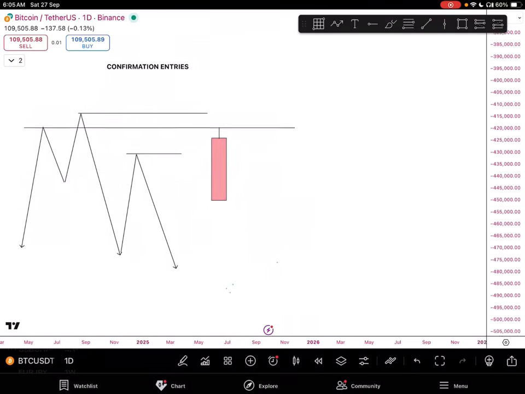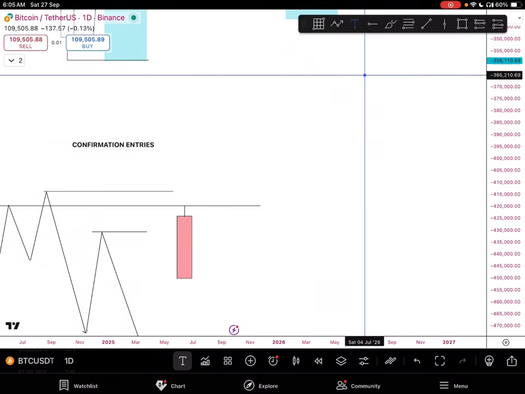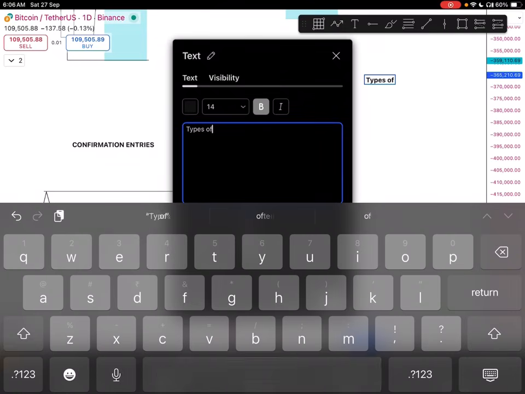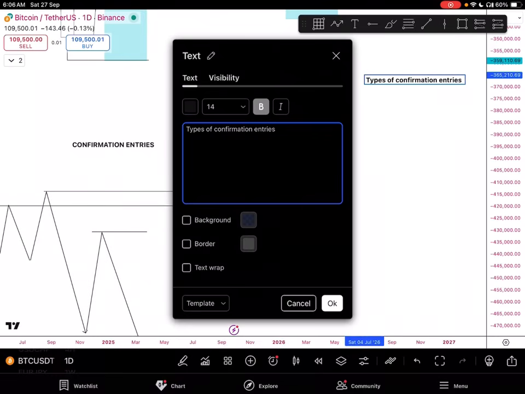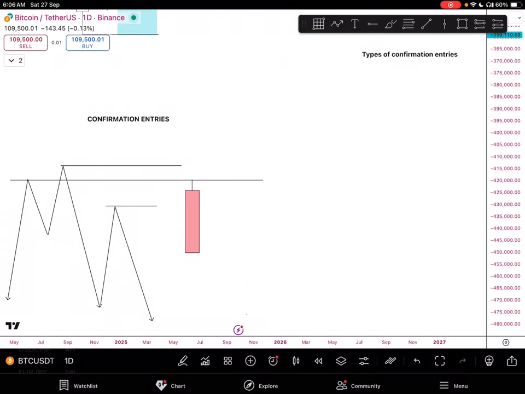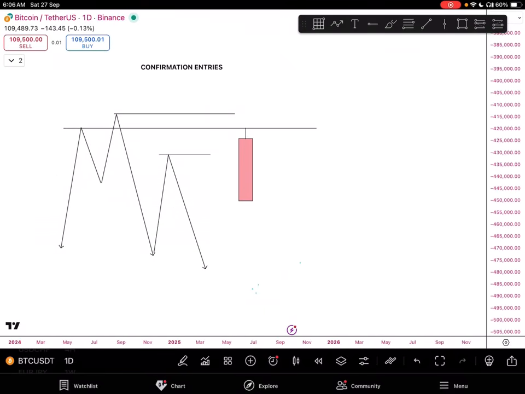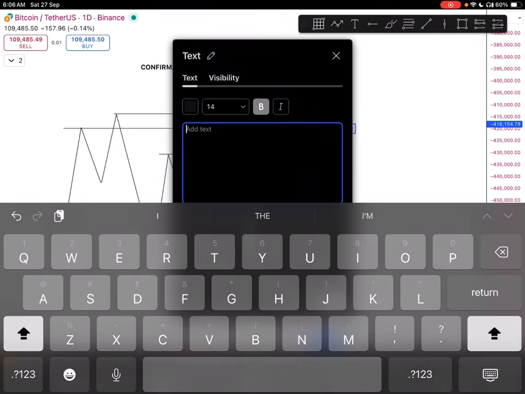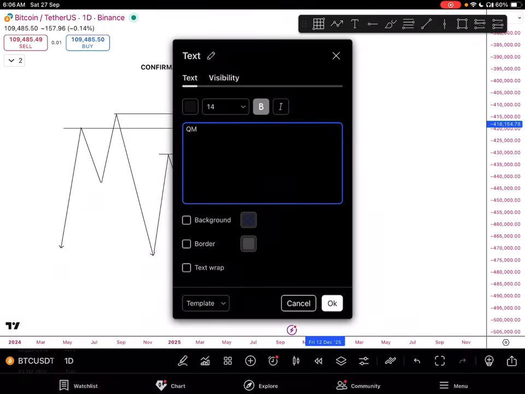So types of confirmation, you need to know the types of confirmation entries. Okay. So the first: people wait for the price to close below the key level. So this is the QM.